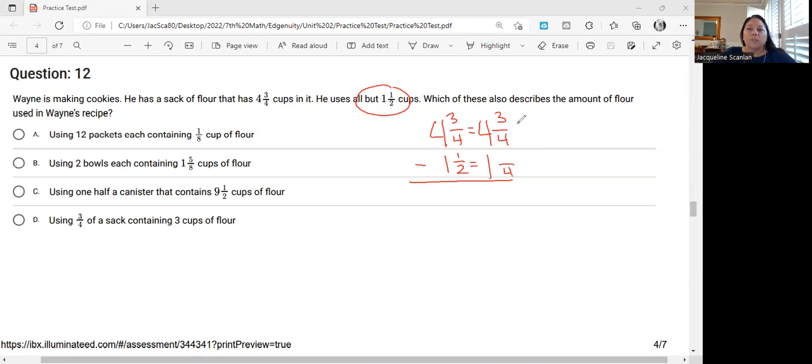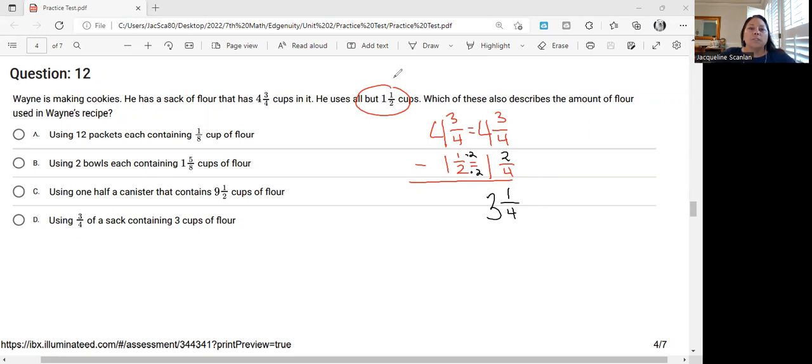Okay, so this top fraction doesn't change because it's already in fourths. But to get from 2 to 4, I times it by 2, and 1 times 2 is 2. Now I'm going to subtract. 3 minus 2 is 1. My denominator stays the same. And 4 minus 1 is 3.